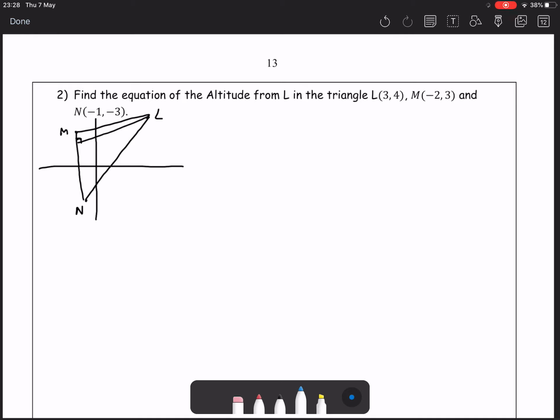So once again, we're finding the equation of a line. An equation of a line involves y minus b equals m(x minus a). I need a point, and I need a gradient. So if it is an altitude from L, my point is L, which is (3, 4). My gradient, if it's from L, I need the gradient of MN.